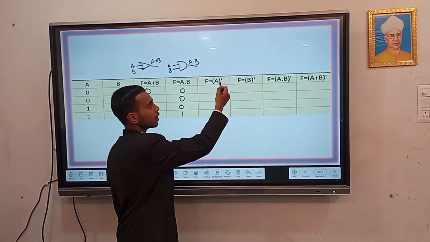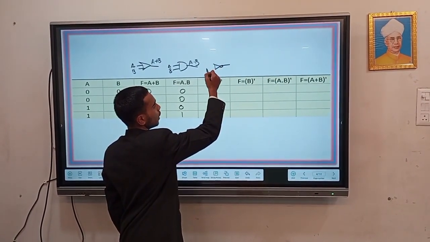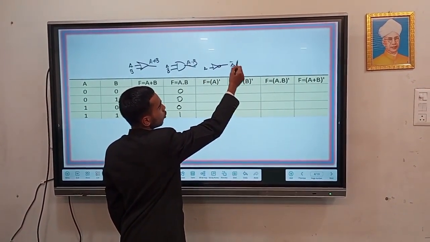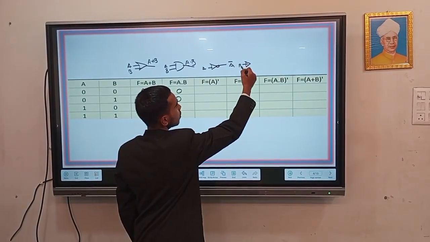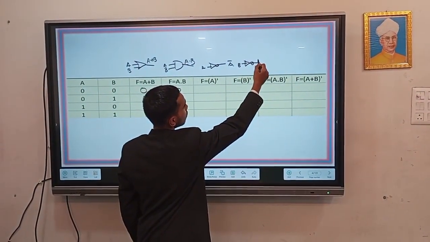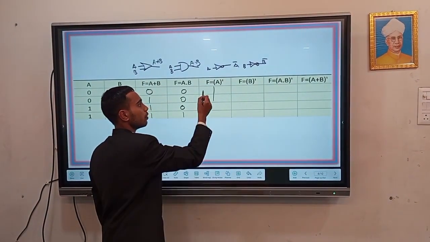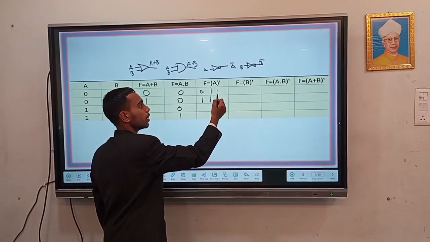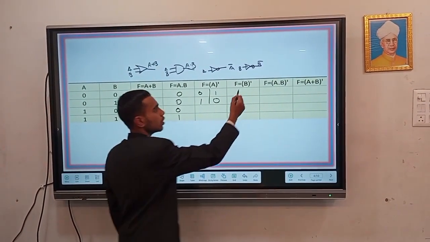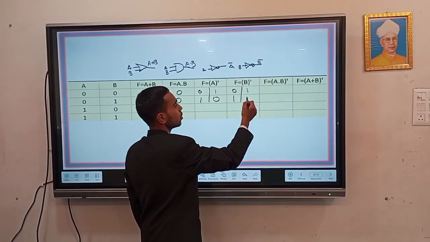Then here is the negation of A. It is known as the NOT gate of A. It will give A complement, and here is the NOT gate of B. Any NOT gate has two possible values, 0 and 1, and it complements the value: 0 is complemented to 1 and 1 is complemented to 0. The same way for B also, it is complemented.